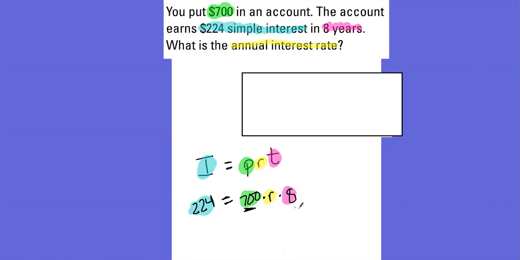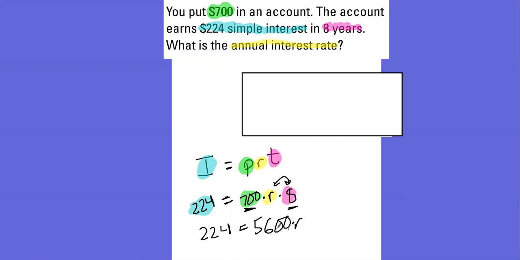Well, first thing is that you have 700 times R times 8. Because of the commutative property, you could, of course, flip these around and think of this as 700 times 8 times R. So let's multiply that 700 times 8. And 700 times 8 would just be 5,600. So we have 5,600 times R equals 224.